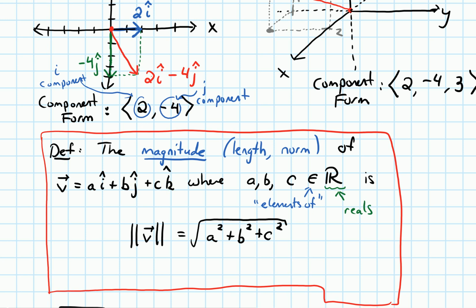So this is notated by writing the vector with two vertical lines outside it. That's how we notate the magnitude or the length. And the formula for the length is the square root of a squared plus b squared plus c squared. And where this actually comes from is the distance formula, which involves using the Pythagorean theorem.